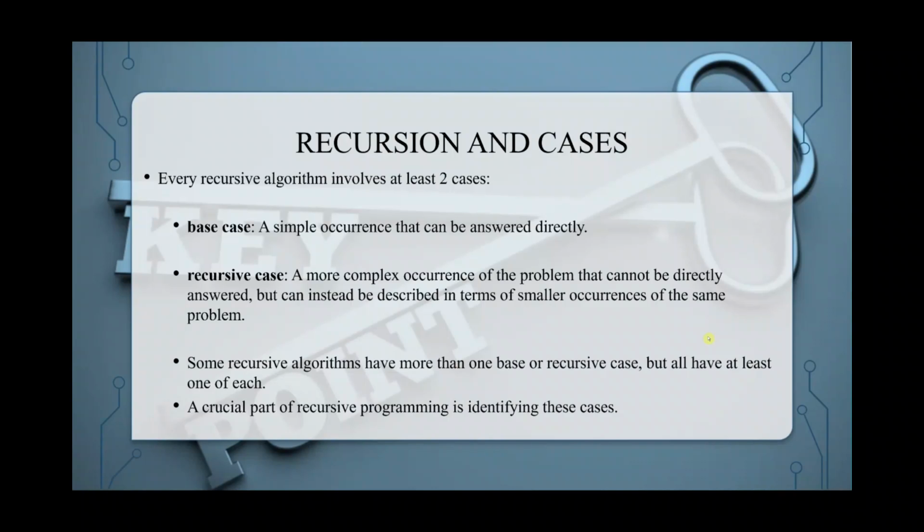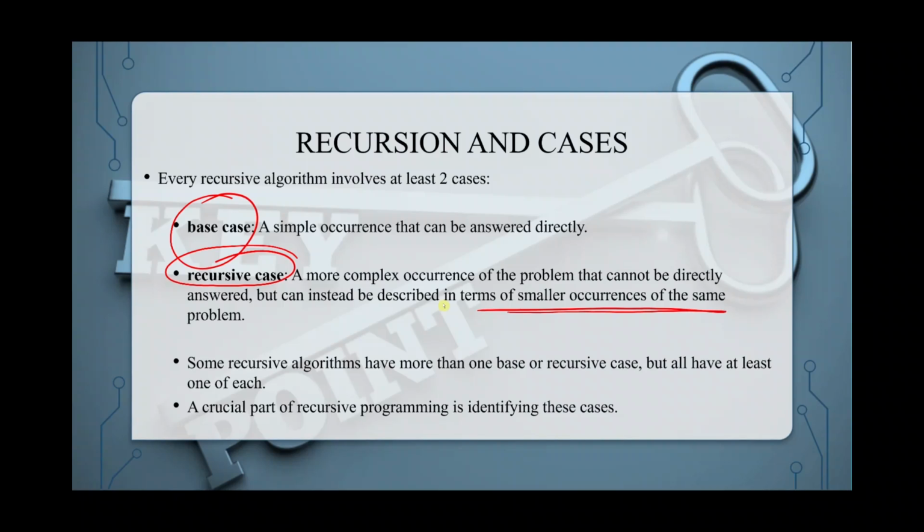So what we say is we have at least two cases in a recursive function or a recursive algorithm. The base case, basically a simple occurrence that can be answered directly, and the recursive case, a more complex occurrence of the problem that cannot be directly answered, but instead could be described in terms of smaller occurrences of the same problem.